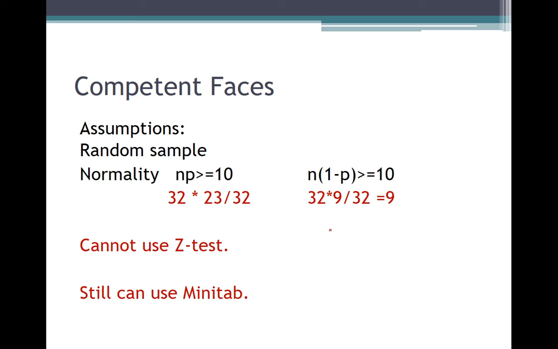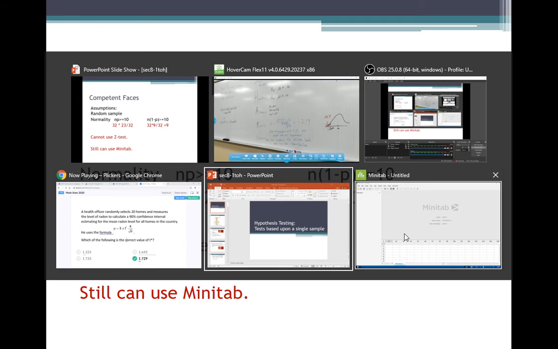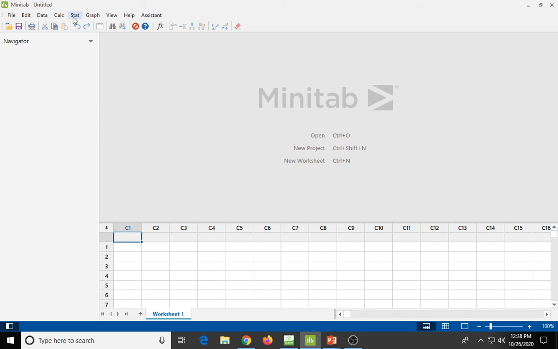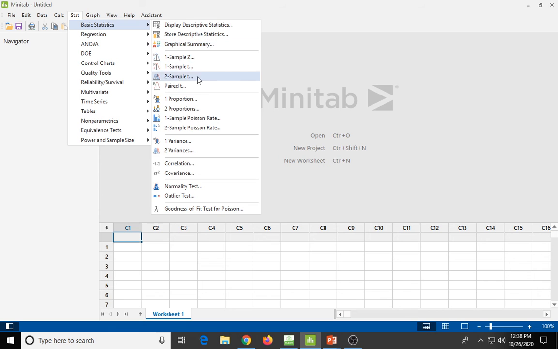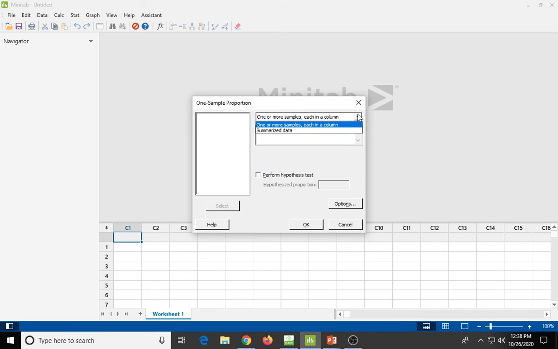All right, let's take a look at how you could use Minitab for this case. We cannot use the z-test. Why? The normality is not done. But what we can do is use something else. Let's take a look at what Minitab could provide. So, is this a proportion or a mean? It is a proportion, so I'm going to go to Basic Statistics, one proportion, and I'm going to summarize data and enter it in.